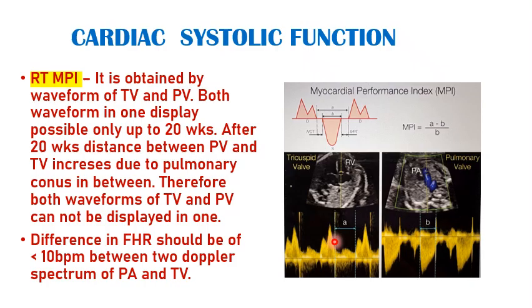Difference in fetal heart rate should be less than 10 beats per minute between the two Doppler spectra of the pulmonary artery and tricuspid valve. MPI of the right side is equal to A minus B upon B.